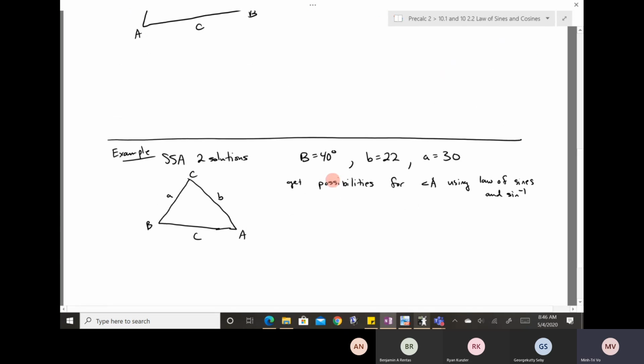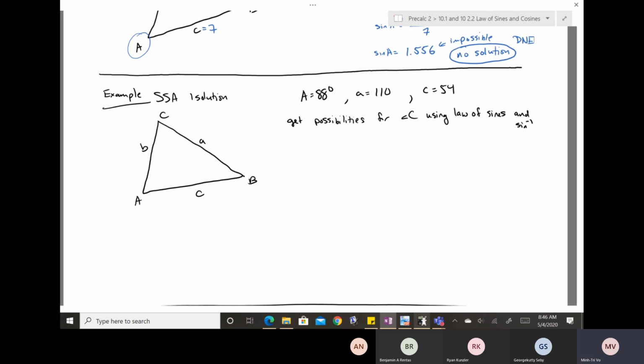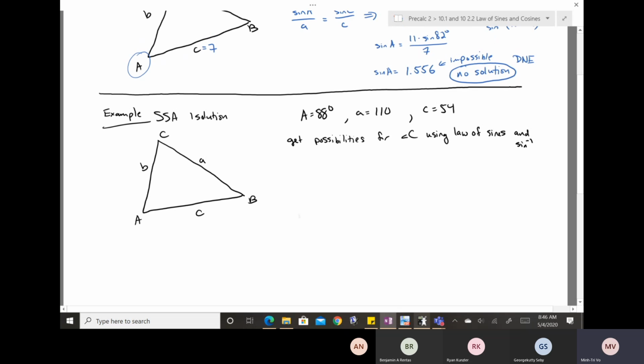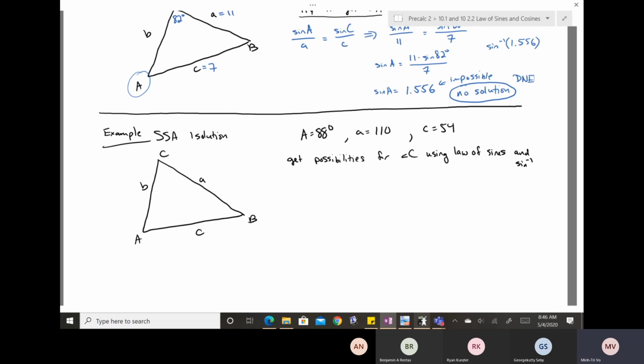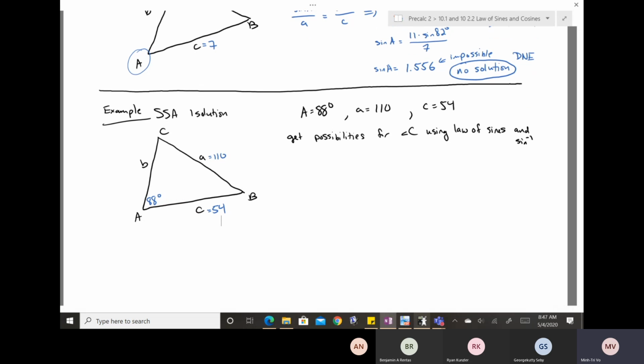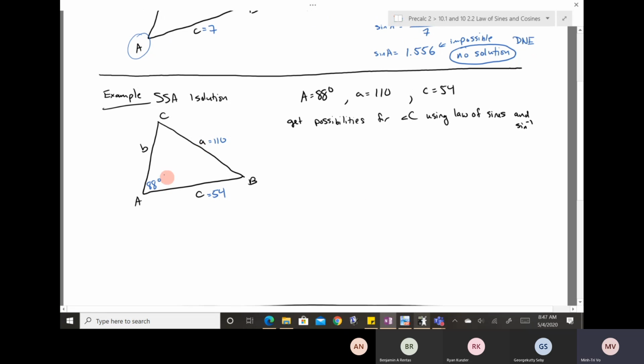Okay, so let's look at the other two cases: either one solution or two solutions. So what information do we have here? We know angle A is 88 degrees, side A is 110, and side C is 54. So this is again an SSA triangle: S, S, and then A. So we know A completely, both the side and the angle.